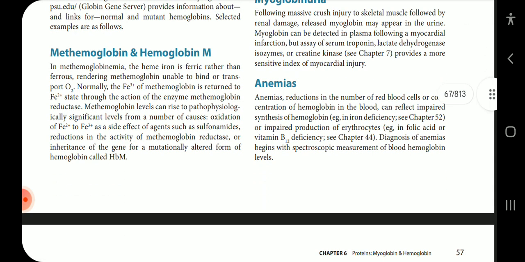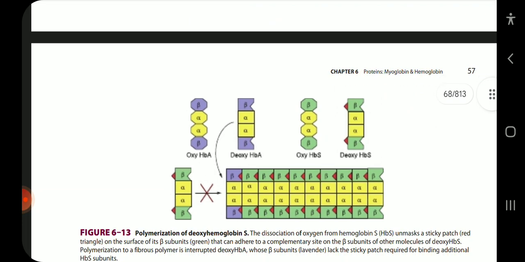Anemias. Anemia is a reduction in the number of red blood cells or concentration of hemoglobin in the blood, which can reflect impaired synthesis of hemoglobin, for example iron deficiency, or impaired production of erythrocytes, for example folic acid or vitamin B12 deficiency. Diagnosis of anemias begins with spectroscopic measurement of blood hemoglobin levels.